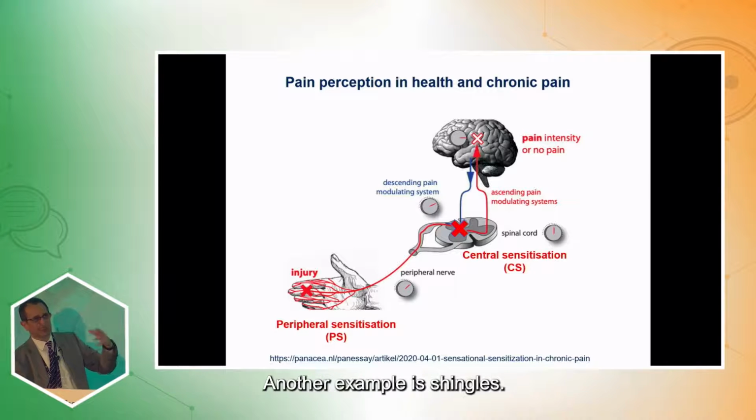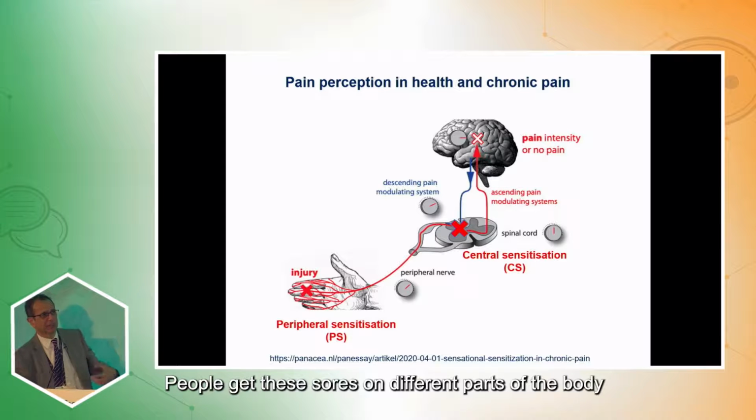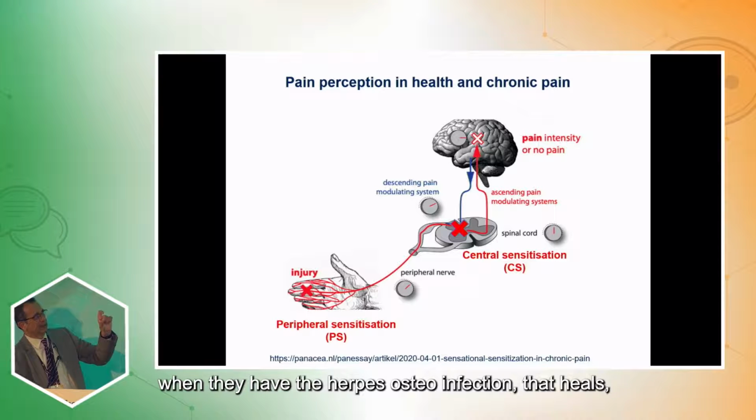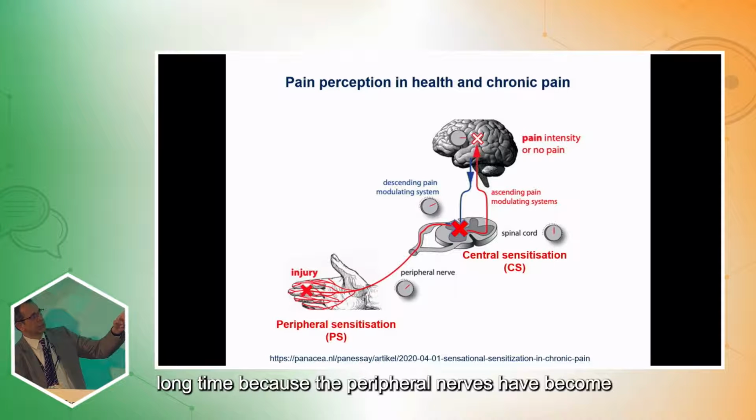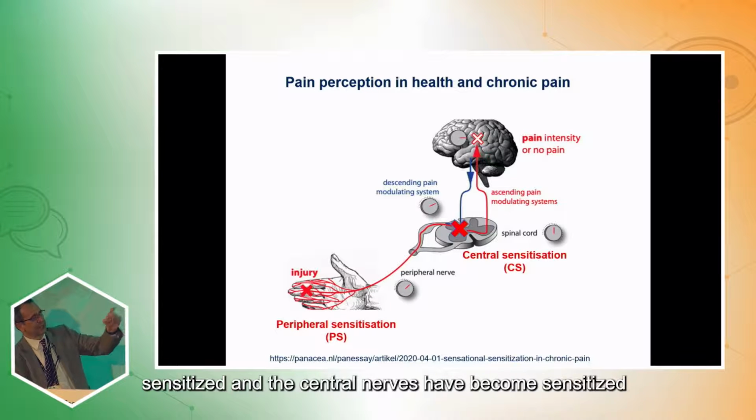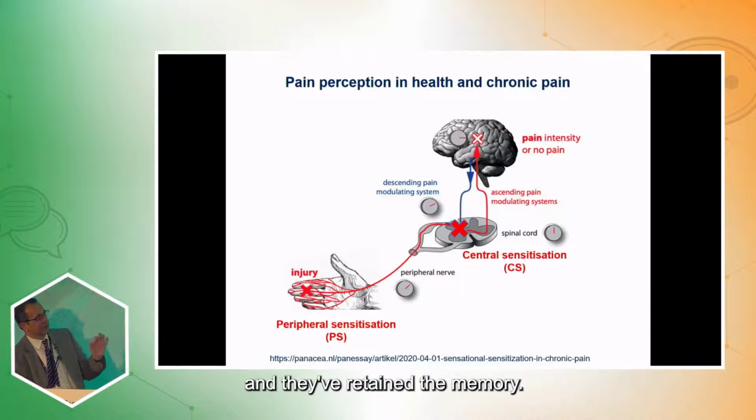And another example of this is shingles. People get these sores on different parts of the body when they have the herpes zoster infection. That heals, but the area can remain sensitized for a long time because the peripheral nerves have become sensitized and the central nerves have become sensitized and they've retained the memory. And even though the inflammation goes away, the nerves remain sensitive.